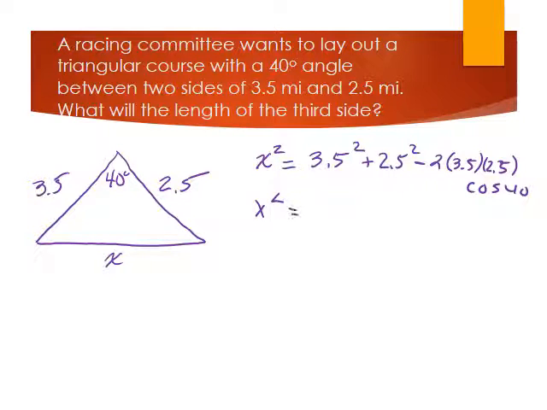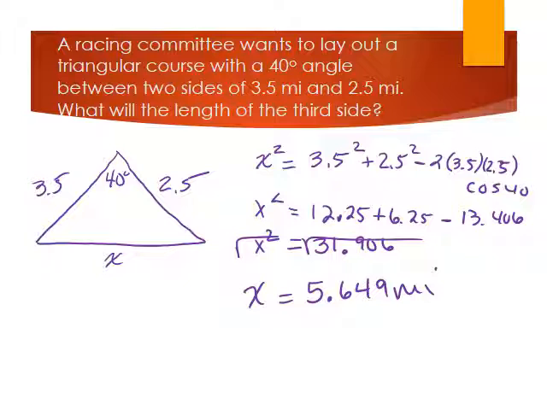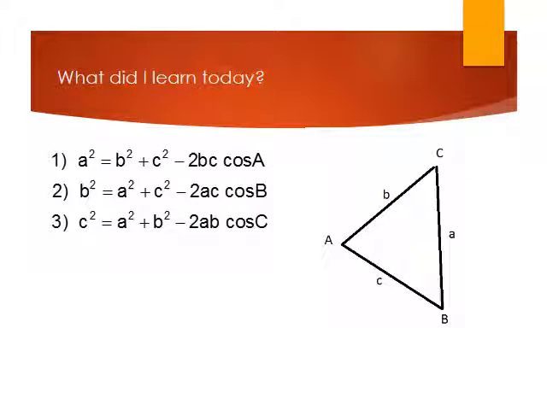So I'm going to get x squared to equal 12.25 plus 6.25 minus 13.406. When I do my math, I get x squared equal to 31.906 (approximately). And when I take the square root of both sides, x is equal to approximately 5.649 miles. All right. So that's the law of cosines, and we can use that in a variety of different ways where the law of sines is not going to work.